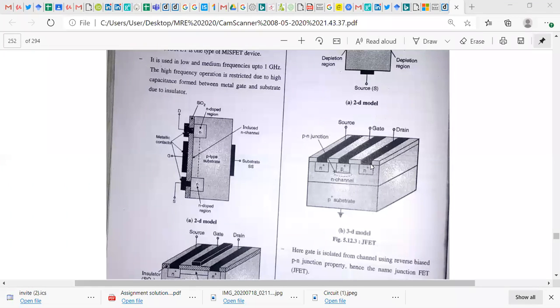Rizwan, which type of contact we use in MOSFET?